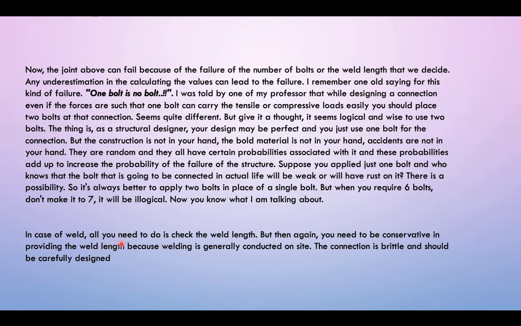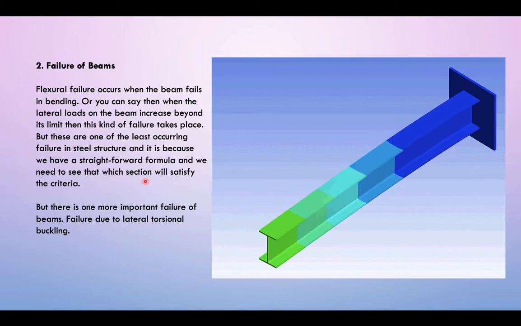In the case of welding, as you know, you need to check the weld length, but there again you need to be conservative in providing the weld length, because welding is generally done on site, the connection is brittle and should be carefully designed. These are the failures in the beam.